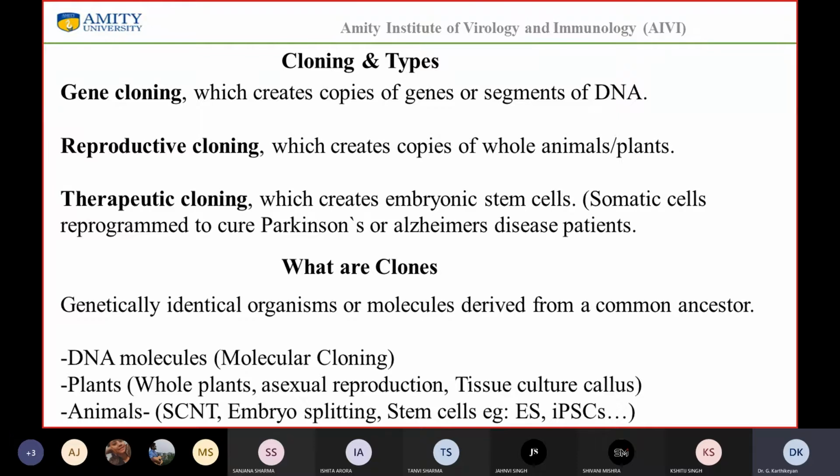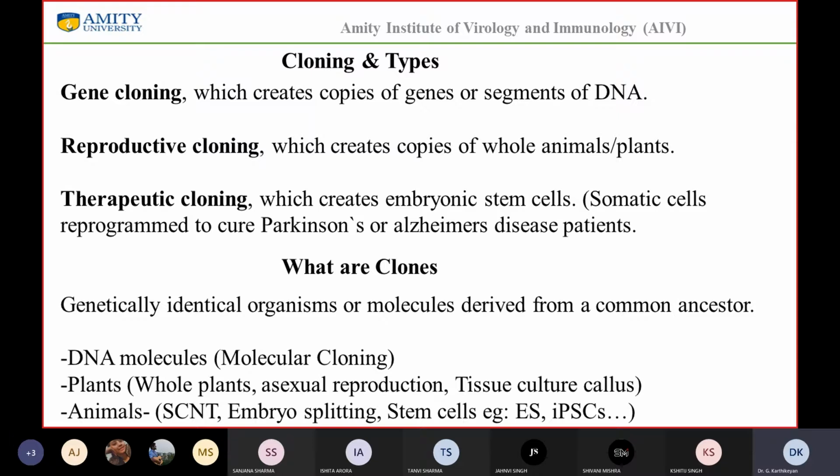are reprogrammed to cure people with Parkinson's disease or Alzheimer's disease. Because what happens in these patients is that they have specific pathology associated with the brain, and you can reprogram your somatic cells. You can take it from the patient's own cells, reprogram it, and then from a skin cell it will become a neuronal cell, and then you can implant it back into the brain of these patients, and it gives a lot of therapeutic benefits. So that is called therapeutic cloning.